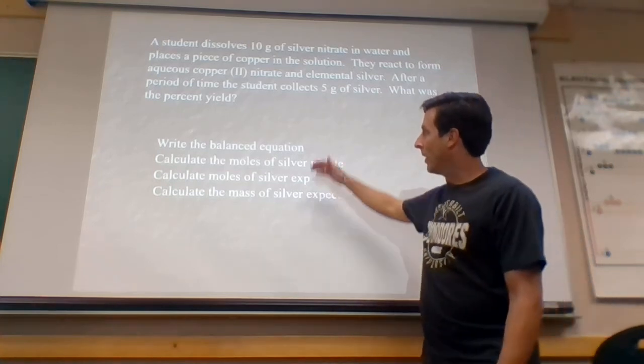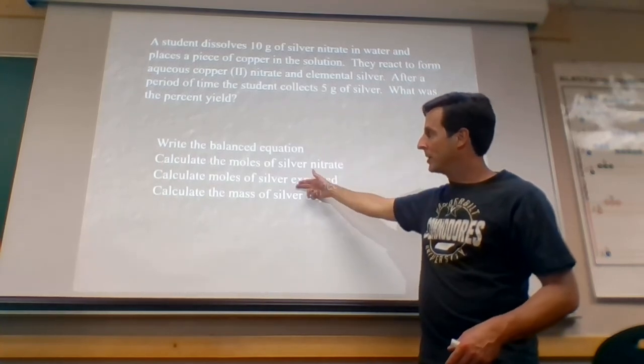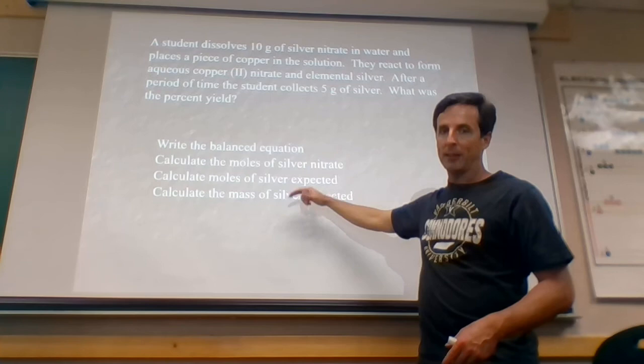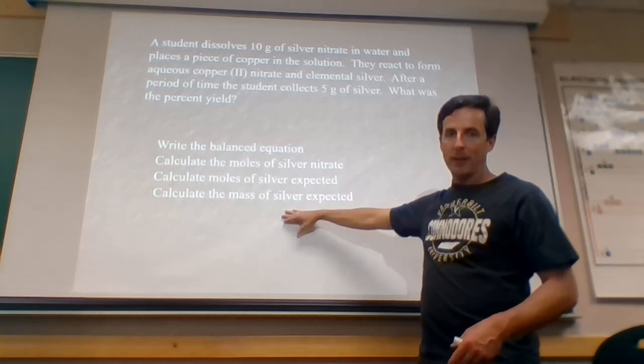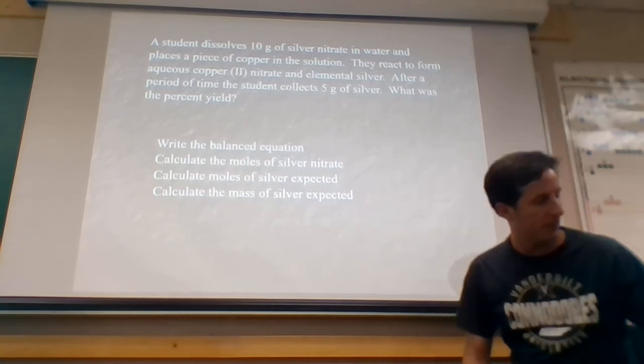Okay? But you write the equation, then we have to take the grams to calculate moles, then we do the mole-to-mole ratio, then we go from the moles back to the grams of the product. That's my theoretical yield. Do actual over theoretical to get the percent yield.